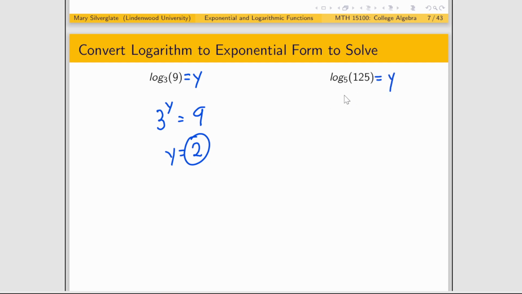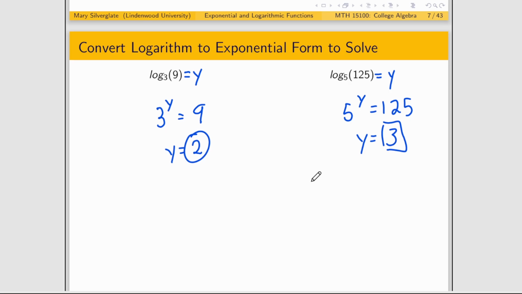Same deal here, and go ahead and convert. So we say same base to the output is equal to the input. So in this case, 5 times itself, how many times gives me 125? Well, 5 times itself twice. 5 times 5 is 25, times yet another 5 is 125, so the answer is 3.